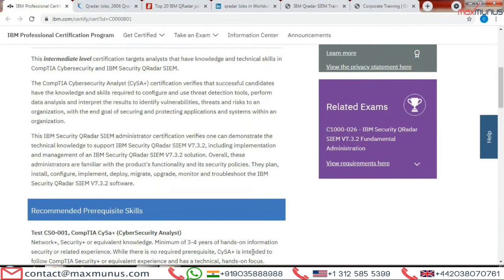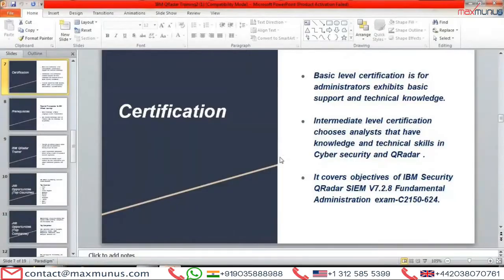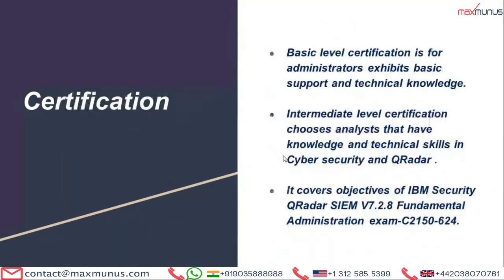Let's go back to our main slide. This certification also covers objectives of the IBM Security Curator SIEM v7.2.8 Fundamental Administration Exam, whose exam code is C2150-624. I repeat, C2150-624. These are the levels of certifications available for IBM Curator.